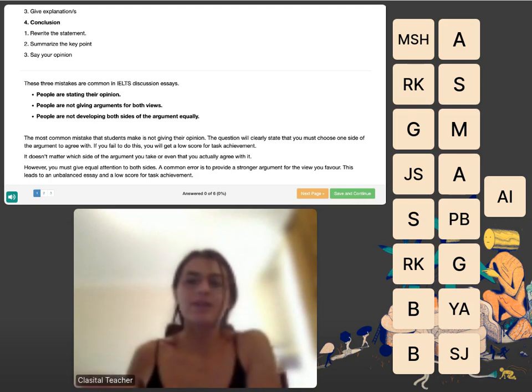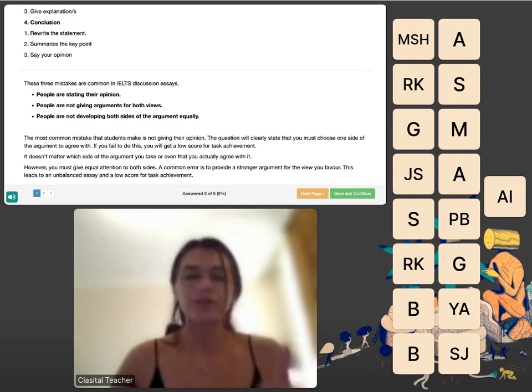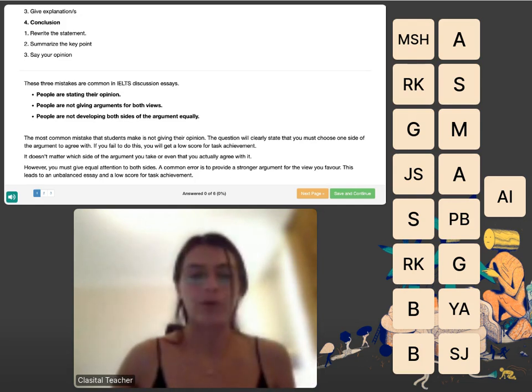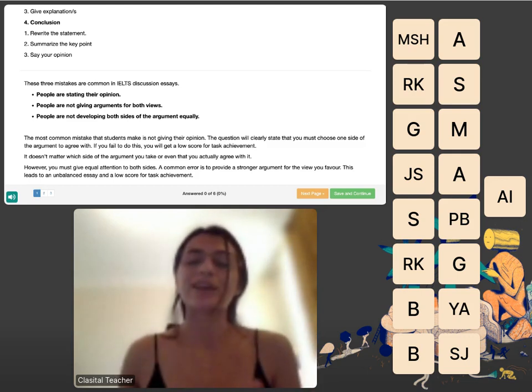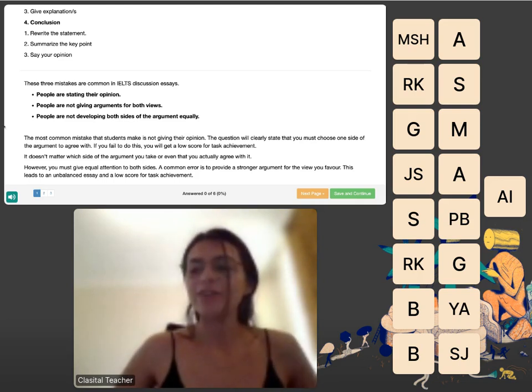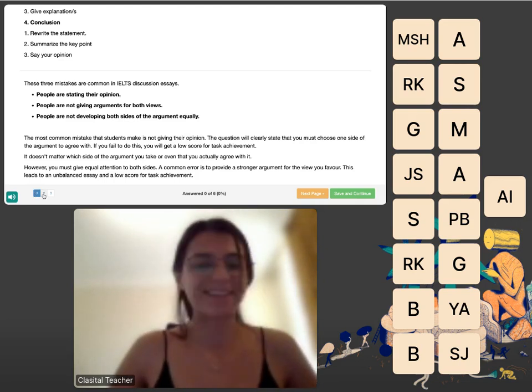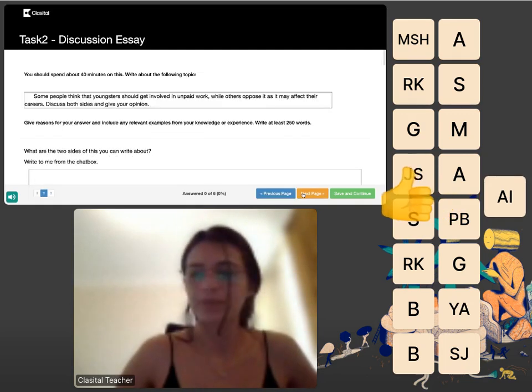So basically, this really affects your task achievement score. If you don't state your opinion, or don't discuss both views, or don't discuss both of those views equally, you will get a lower score in terms of task achievement. And if there are no questions, and if you can hear me clearly, let's move on to our next page.